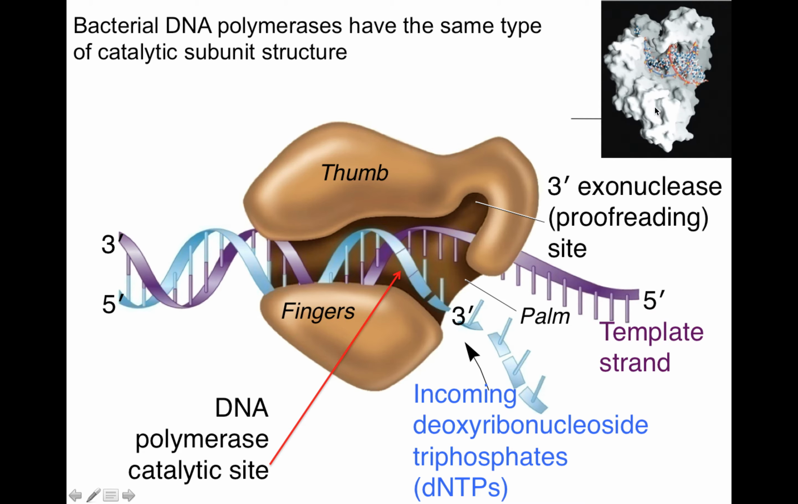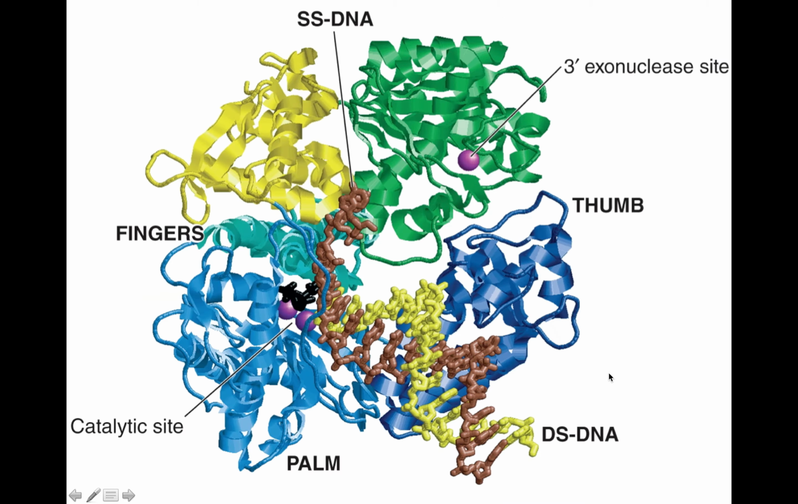Here's a space-filling model of our DNA polymerase. Here's another model, a ribbon diagram of DNA polymerase. Here's our newly synthesized DNA, double-stranded DNA. Here is our single-stranded template coming in. This is the catalytic site down here, and up here is our proofreading site. Notice they both have molecules of magnesium, which are very important for the catalysis, either the synthetic reaction or the exonuclease reaction.